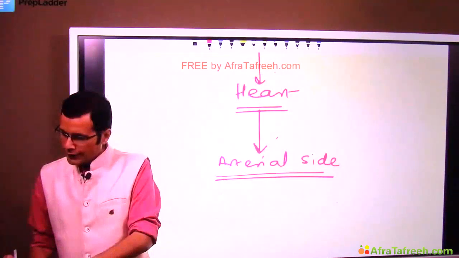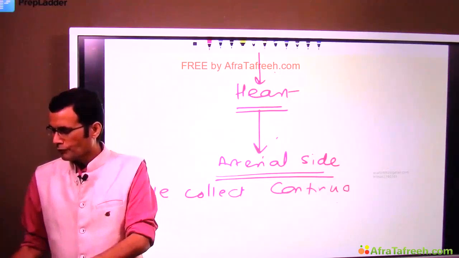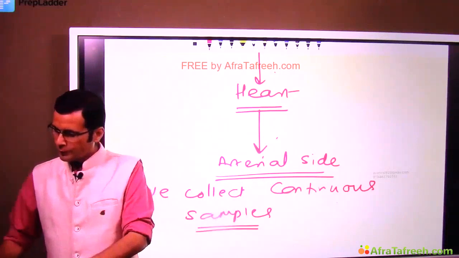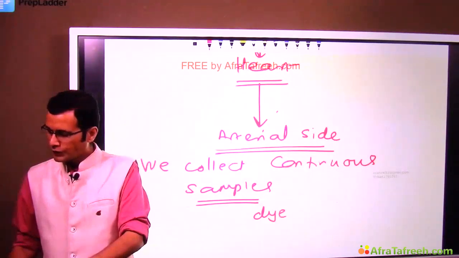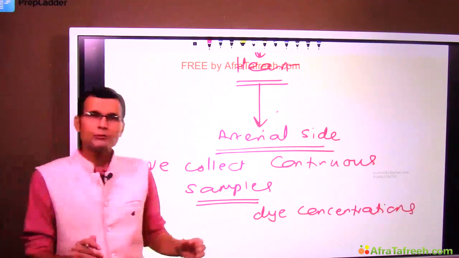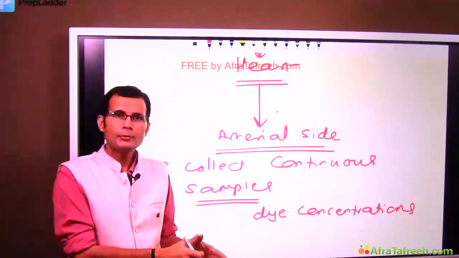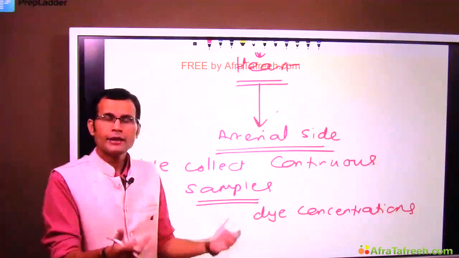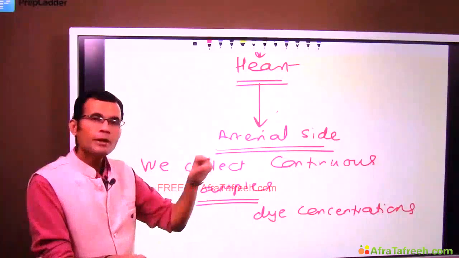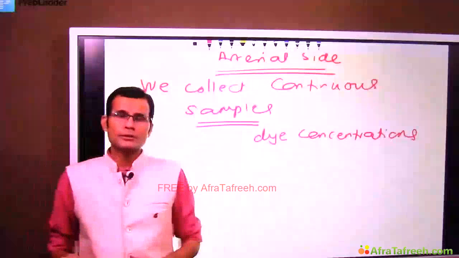We collect continuous samples now from the arterial blood for the dye concentrations. Every 2 seconds or every 5 seconds we will collect the arterial blood. The dye is now coming into the arterial blood, so we will start collecting the samples immediately. Every 5 seconds we will collect a sample and measure the dye concentration. Let's say we have collected 10 samples.